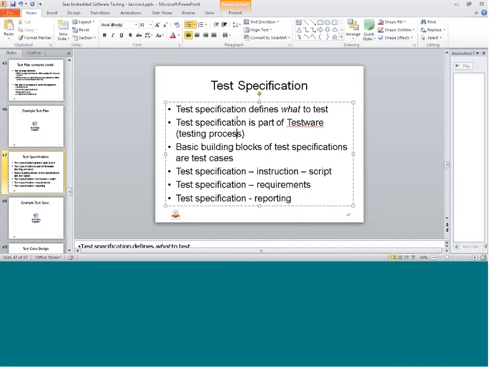The specification is part of the testware. I'll tell you what testware is. The test process basically involves identifying test scripts, test data, and test conditions, etc. This all will be under configuration control. It is managed separately from the independent code. The specification will have a basic building block of test cases. The specification will have instructions to use the scripts. The specification will identify the requirements. Also, the specification will report the complete test cases and how they are published.